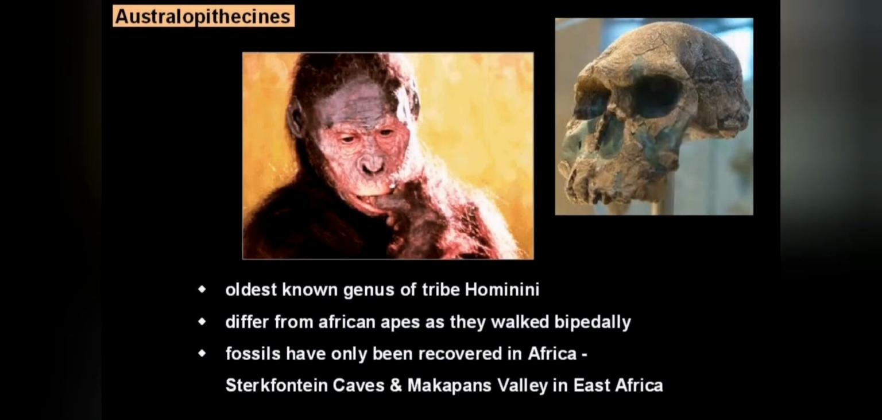The first organism that we're going to look at is in a group called the Australopithecus or the Australopithecines. Now this is the oldest known genus of the tribe Hominini, and they are different from African apes because they're the first ones to walk bipedally. And we know bipedal means upright on 2 feet.